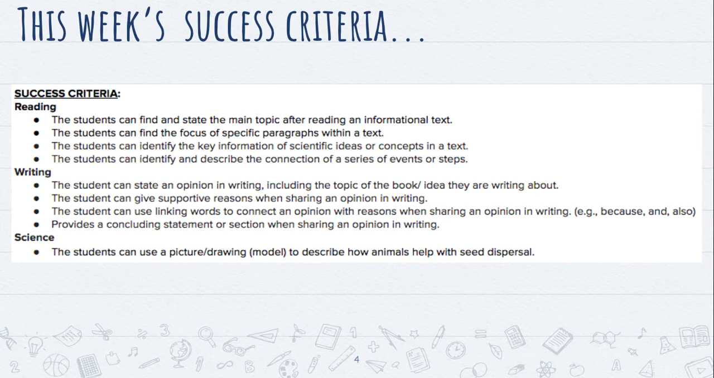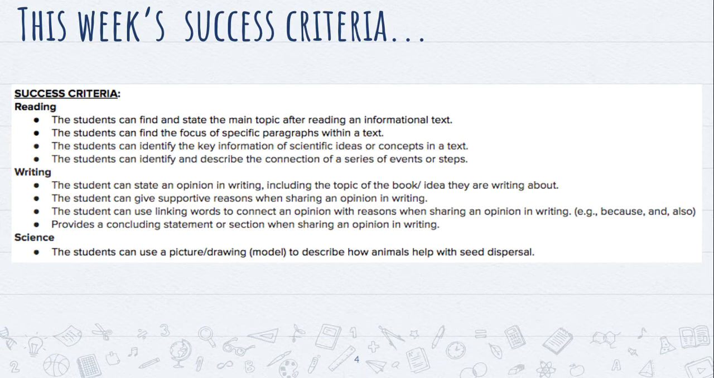Your success criteria for the week is going to stay the same all week. You're going to find and state the main topic after reading an informational text. You're going to find the focus of specific paragraphs in a text. You're going to identify key information of scientific ideas or concepts, and identify and describe the connection of a series of events or steps.